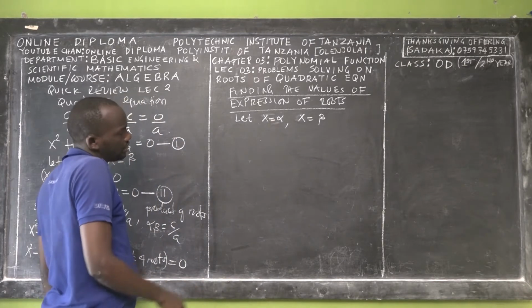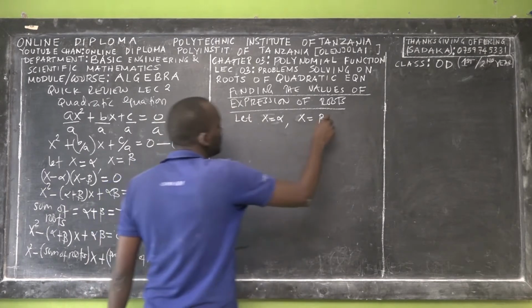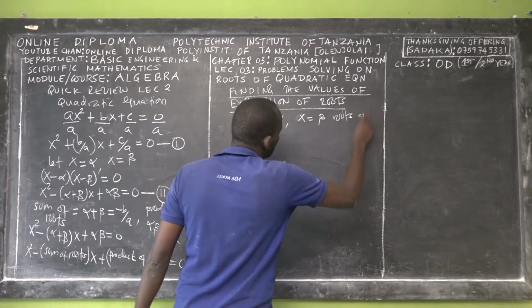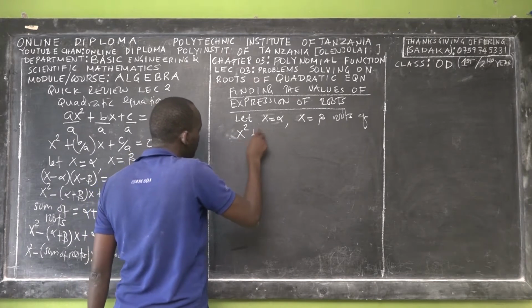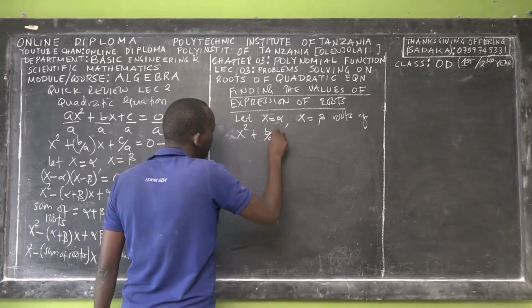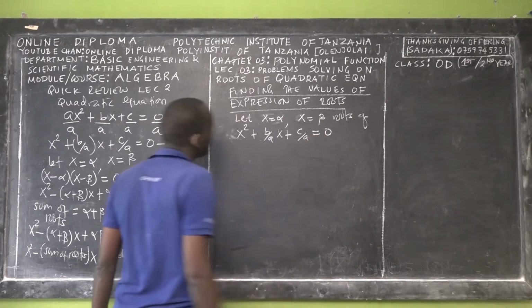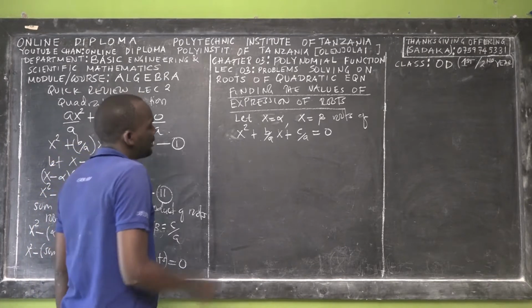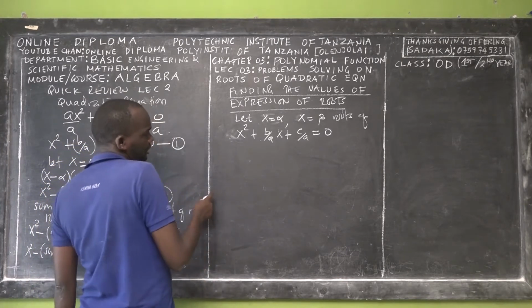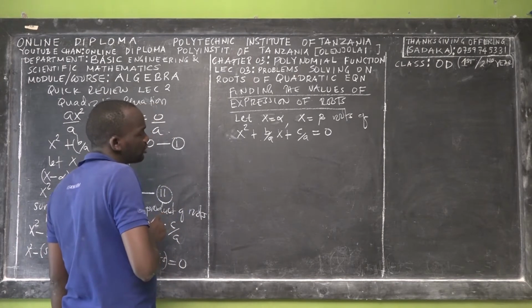Okay, so these are the roots of what? So roots of the quadratic equation x squared plus b over a x plus c over a is equal to 0. So we can form an expression. Okay, we can form an expression. So you say that the values of what? Of expressions of the roots.